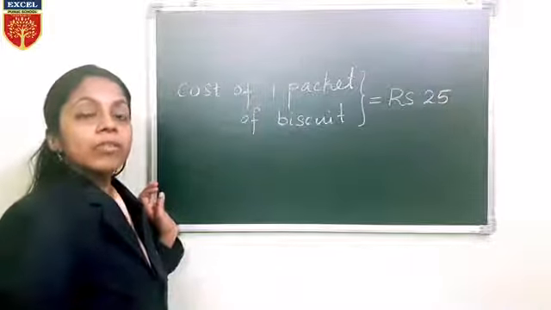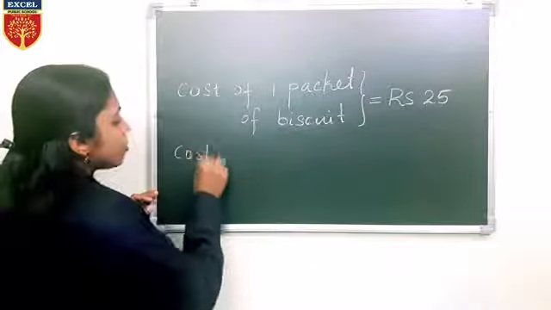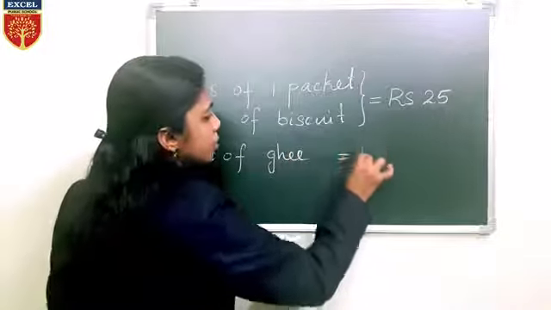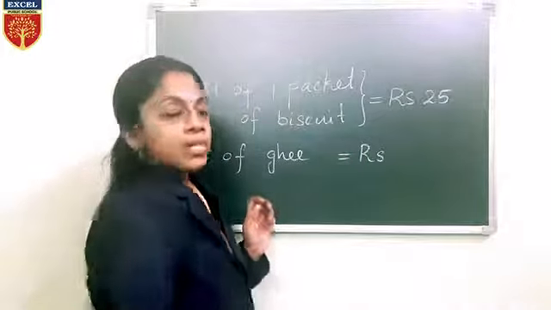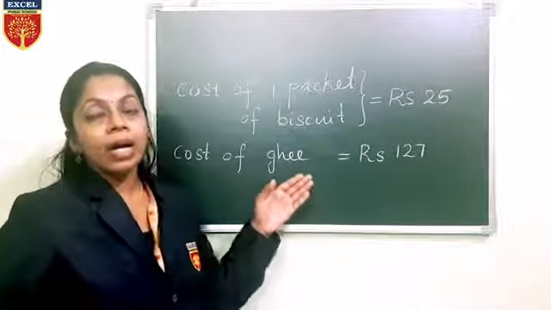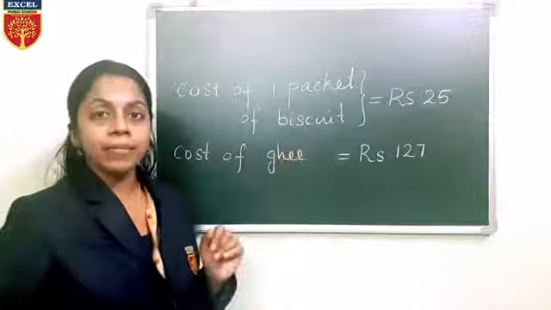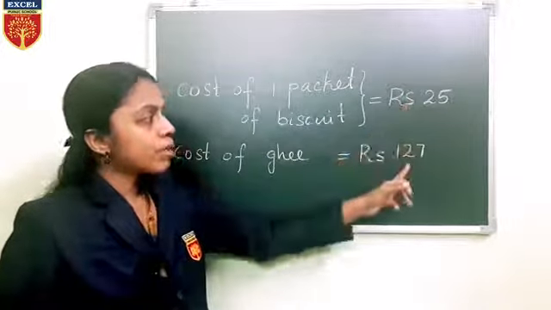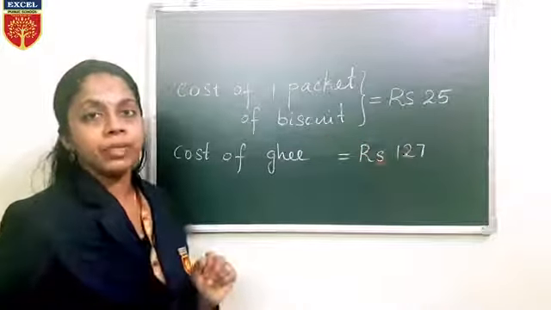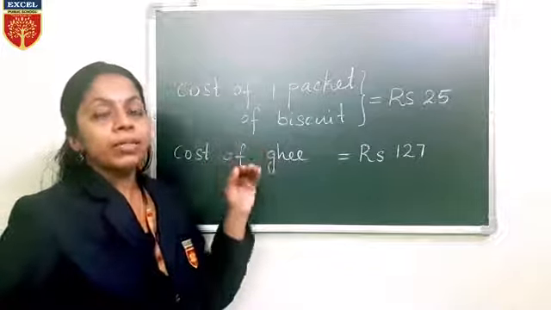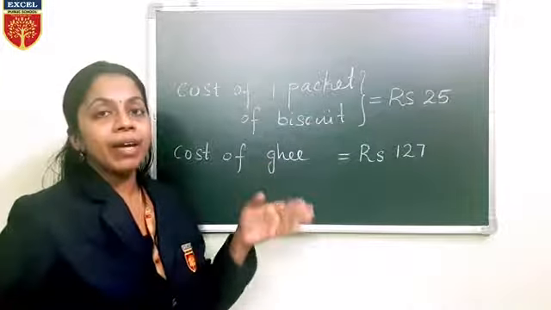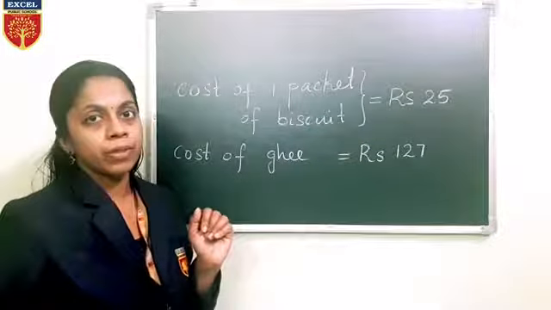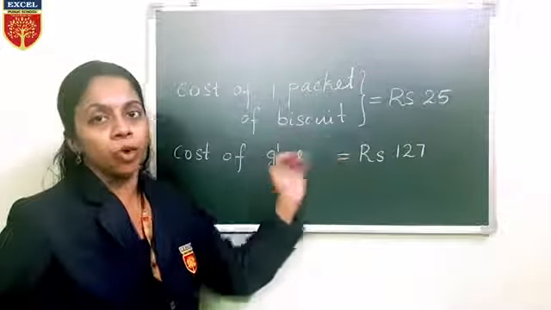What is the cost of ghee? The cost of ghee is equal to rupees 127. How to find whether ghee is 102 rupees costlier than biscuit? Yes, subtract 25 from 127. Then we will know how much more. Then we can find whether this girl Sangeeta said the correct answer or not. Let's subtract and find how much more.